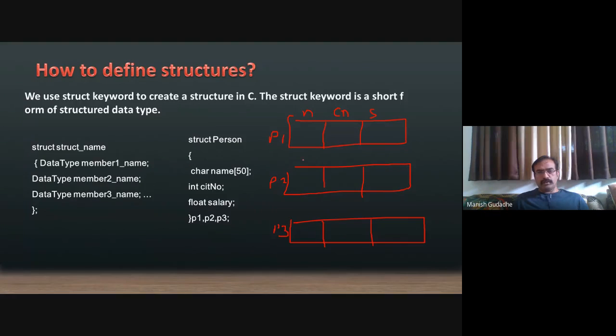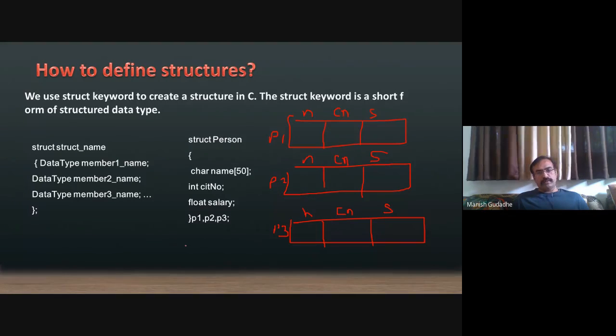This also has its own N, this also has its own N, and CN will be separate for all three. Similarly, salary will also be distinct for all three. Now, what is this variable? This is P1 dot N, dot name. This is P1 dot site number. This is P1 dot salary. So, salary, name and number of person P1. This is P2 dot N, P2 dot CN, P2 dot S.